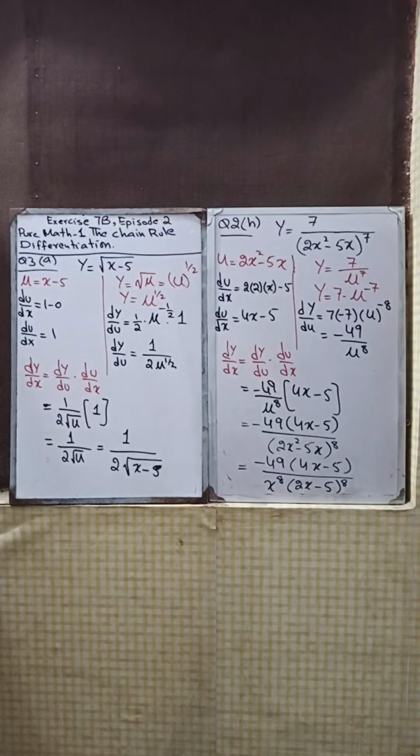So let me check the answer. Question number 3, 1 by 2 under root x minus 5. Yes, the answer is correct. This is how we do question number 3, A part. We use the chain rule to find the derivative of that thing.